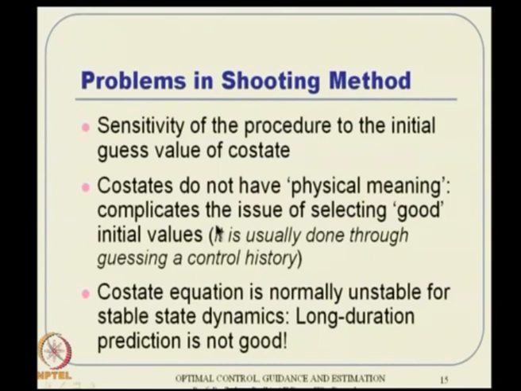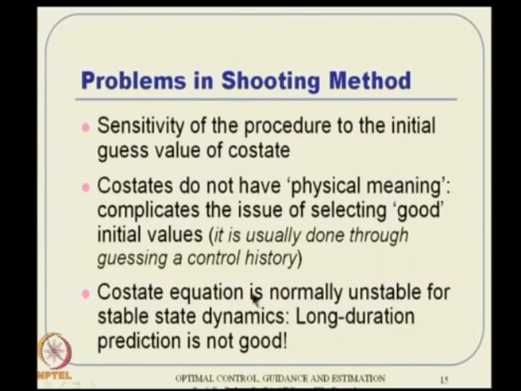Second thing is, as I discussed, costates do not have physical meaning in general, and this complicates the issue of selecting good initial values actually. And I have explained the procedure, how you do a guess value, and it is usually done through guessing a control history rather. Invariably, all these classical methods and many of the numerical techniques require that you guess a sensible control history to begin with. Then you update on that like that actually.